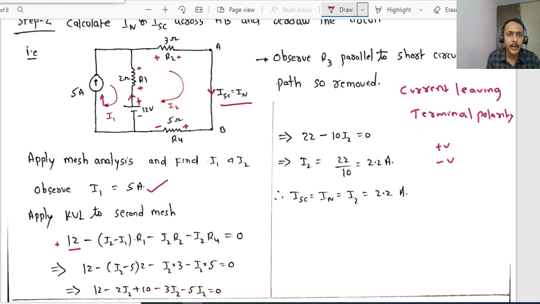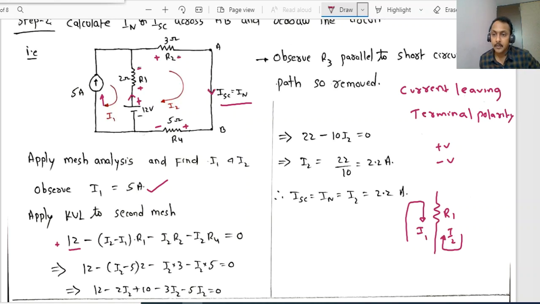Now come to R1. The resistor R1 is like this. I2 is flowing like this. This is the mesh current. I2 is the mesh current. Now I1 is flowing like this in R1. But we want the branch current. What is the branch current? In the direction from positive to negative, the branch current will be equal to I2 minus I1.